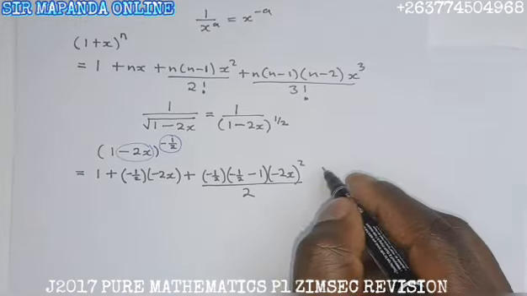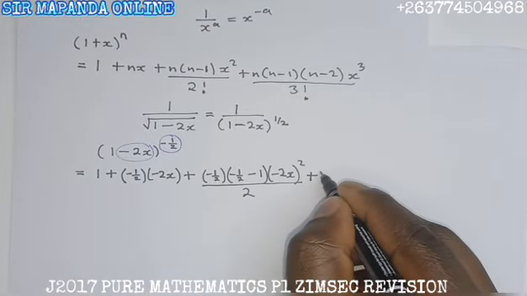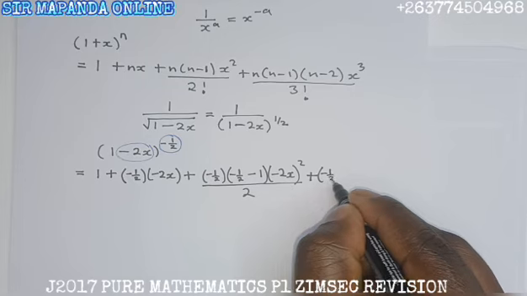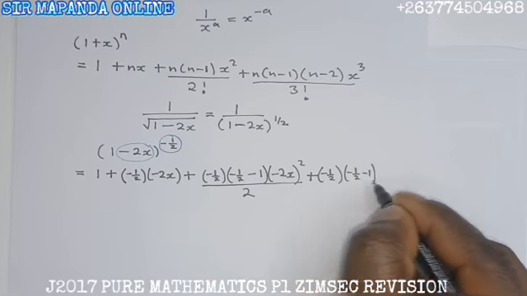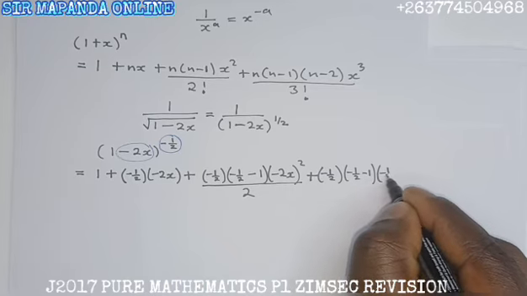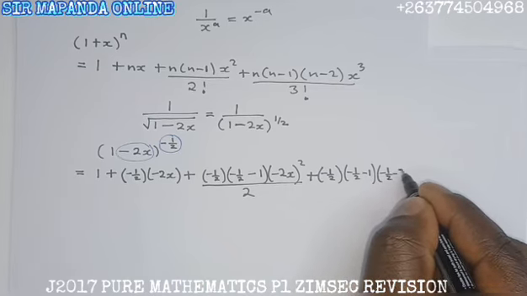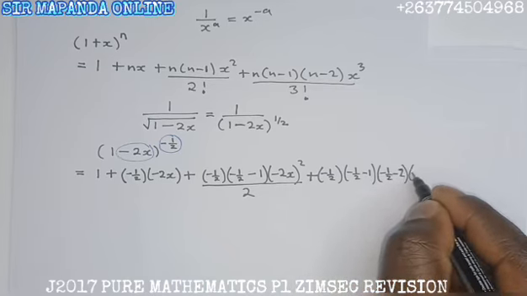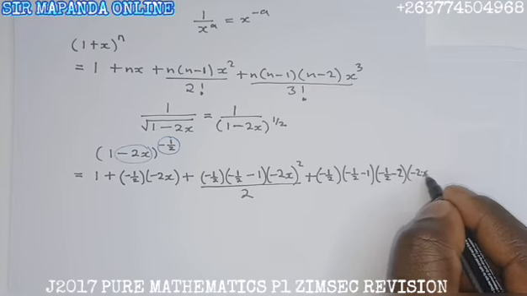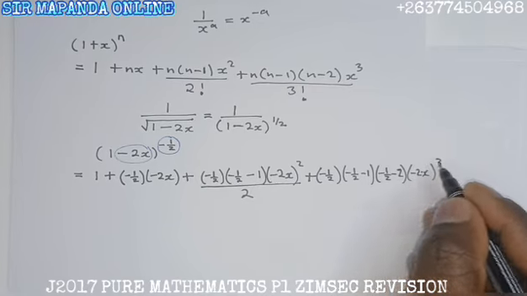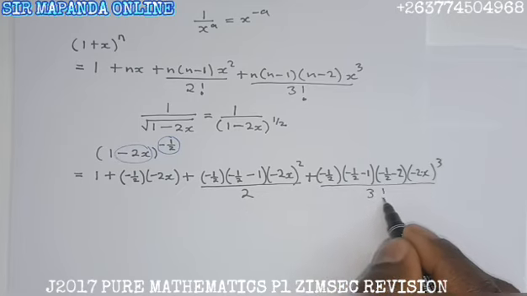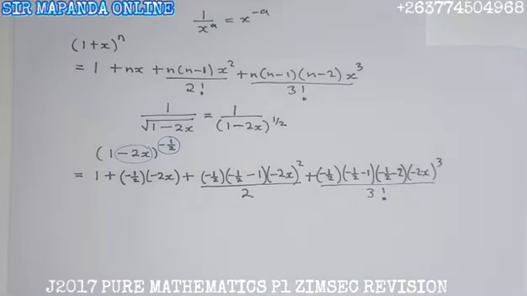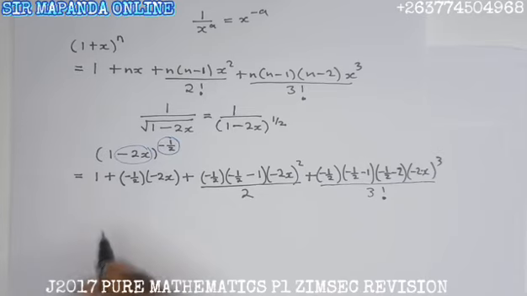We move on to the fourth term. On n, you put minus half. Then you write minus half minus 1. Then you write minus half minus 2. Then you put minus 2x, raise it to power 3, and divide this by 3 factorial. I hope you are following, class.